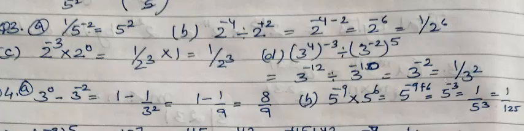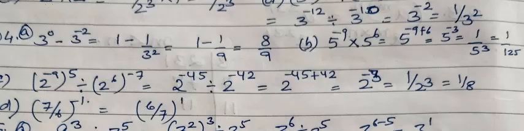which is equal to 1 upon 3 square. In question number 4, here 3 raised to the power of 0 divided by 3 raised to the power of minus 2. 3 raised to the power of 0 comes out to be 1, and 3 raised to the power of minus 2 comes out to be 1 upon 3 square. On solving, this comes out to be 1 upon 9, and taking the LCM, the result comes out to be 8 upon 9.